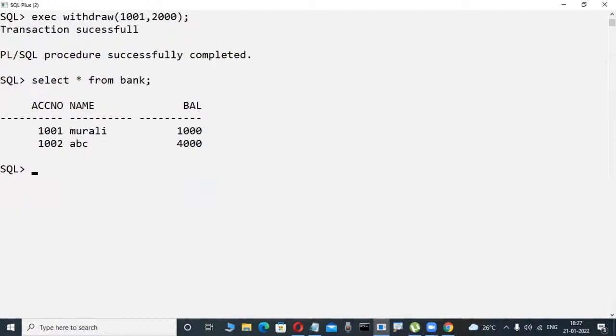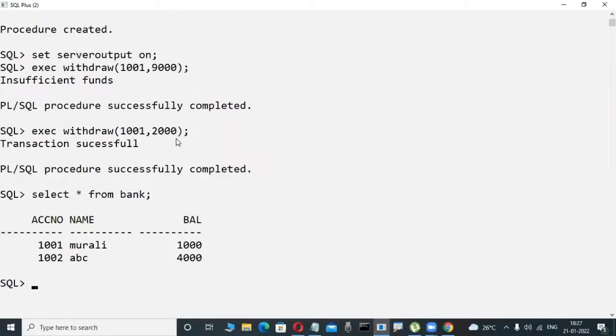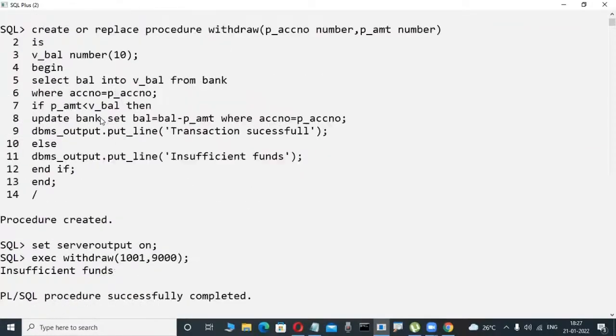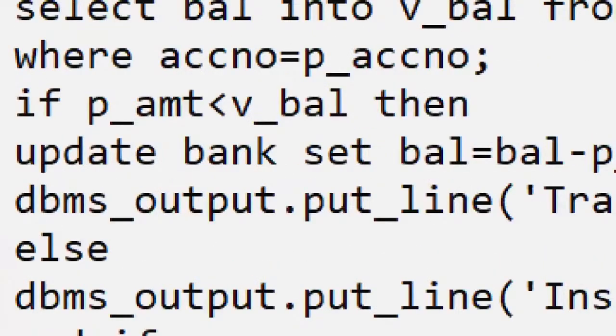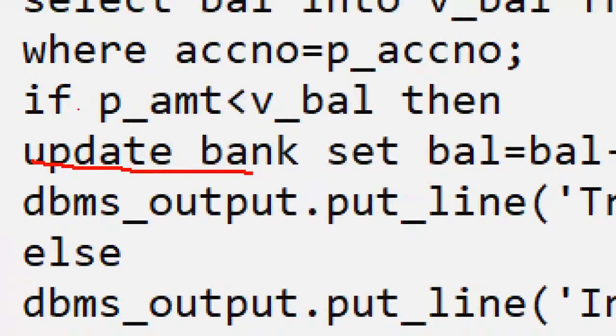Maybe in the previous case, 3,000 is there. 3,000 minus 2,000 rupees, for example, I try to withdraw, then automatically the remaining balance, how much? 1,000 rupees are there or not? Yes, how is it possible? You are a programmer, you are writing coding in an update. Update is a SQL command only. If condition is a PLSQL command.